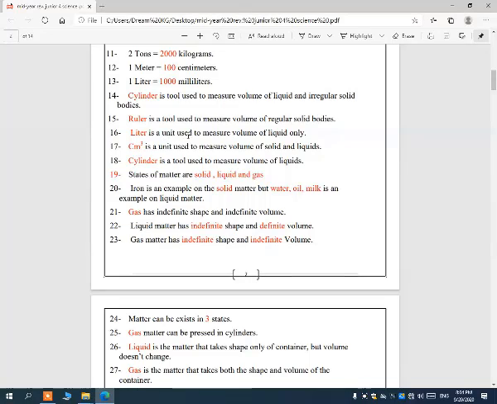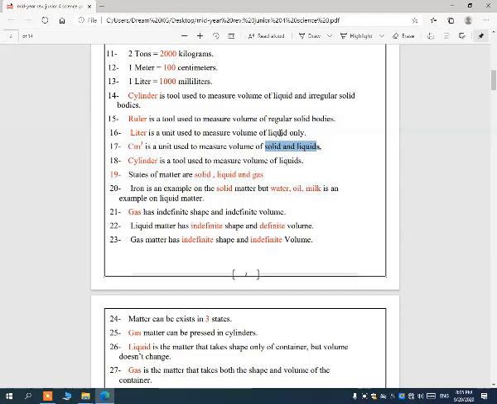Number 16. Dots is a unit used to measure the volume of liquid only. So let's remember the units of the volume: liter, milliliter, centimeter cube, meter cube. I have liquid only, so I will use liter or milliliter. Excellent.